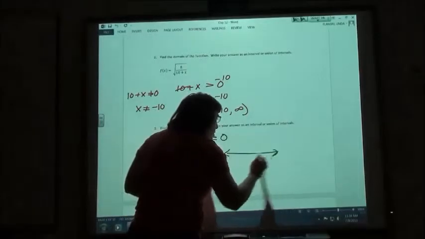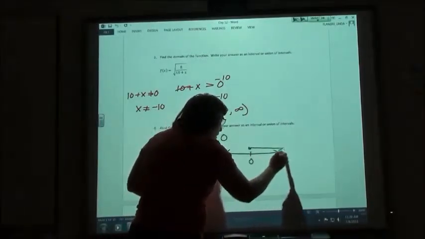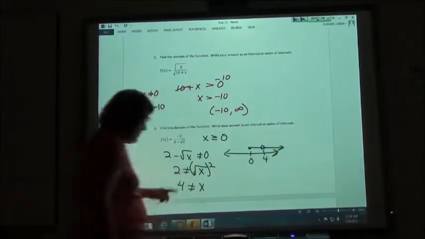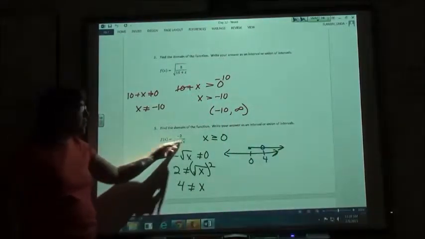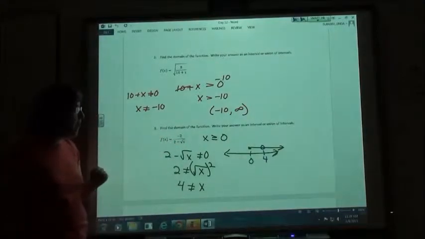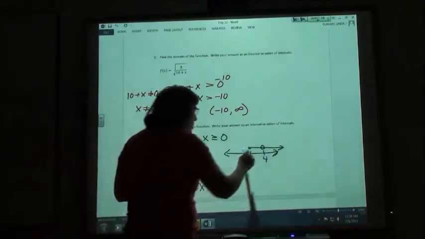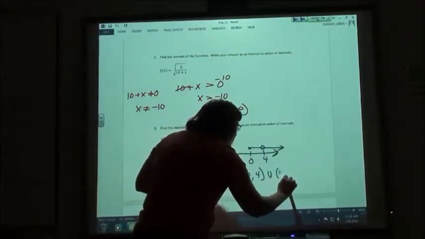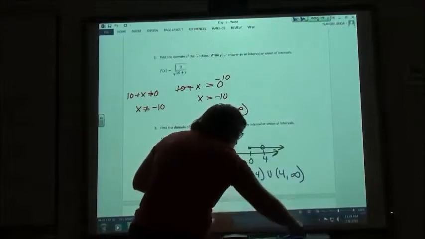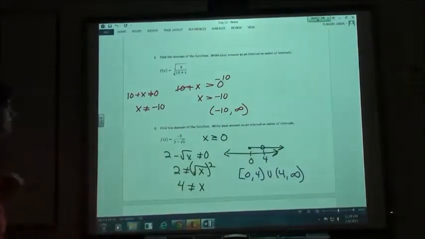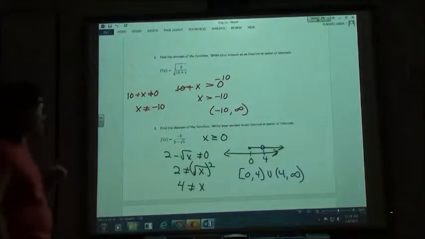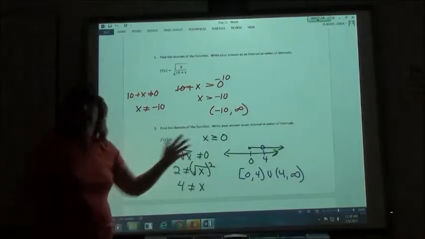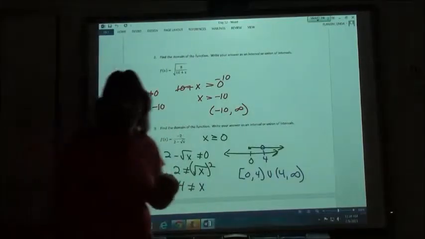Again, if I do my number line, x has to be greater than or equal to 0. However, at 4, I can't have the 4 under there because then I would have a 0 on the bottom of my fraction. And so my interval is going to go from 0 to 4, and then 4 to infinity. So I have to watch for both things, both the square root and the fraction, and see where I have values that are going to be undefined.